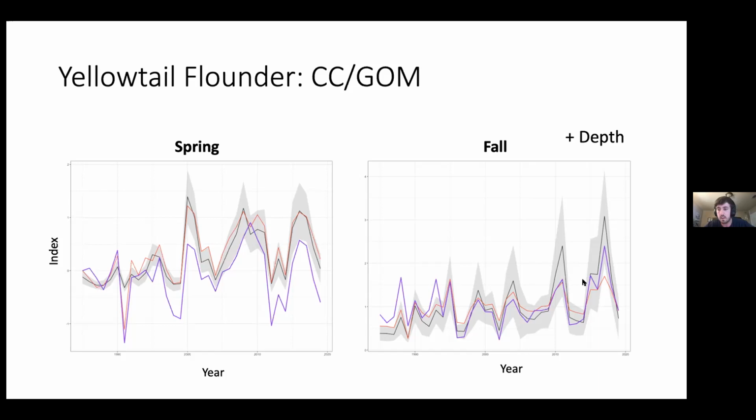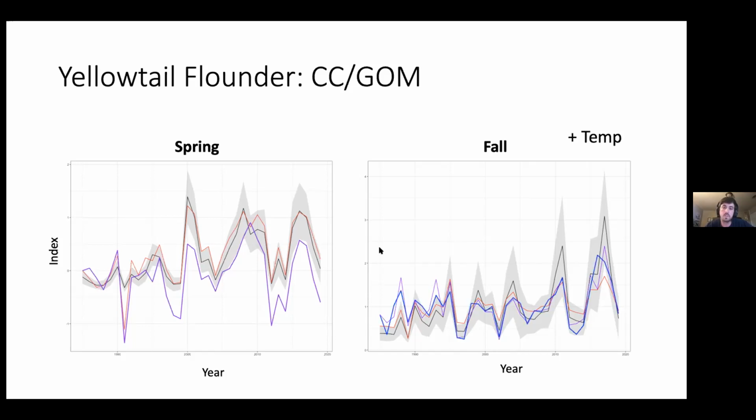For the fall, it adds some more variability here in the earlier years in the 1990s, but it does push this one abundance estimate back up towards closer to our raw catch rates in recent time.